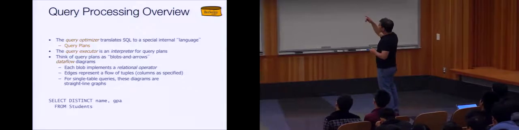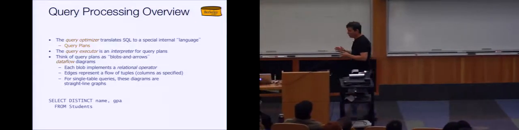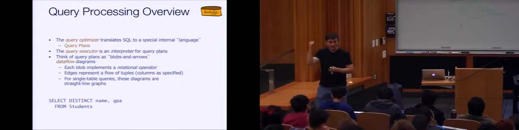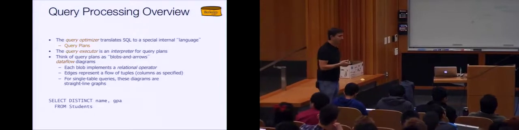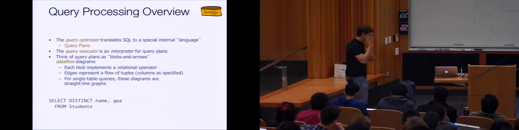So for single table queries, the diagrams are just going to be straight line graphs. So these are not going to be very interesting. In general, they could be trees or DAGs or even cyclical. You can have cyclical data flow queries that come in. That's fancy. We won't do that in this class. But for single table queries, it's super easy. It's just a straight line.